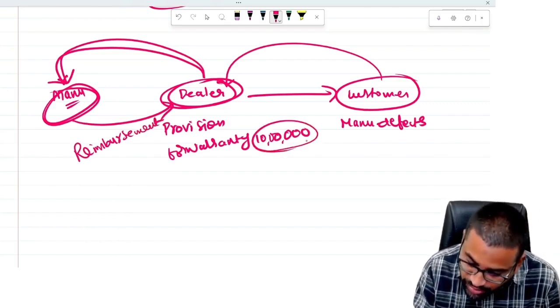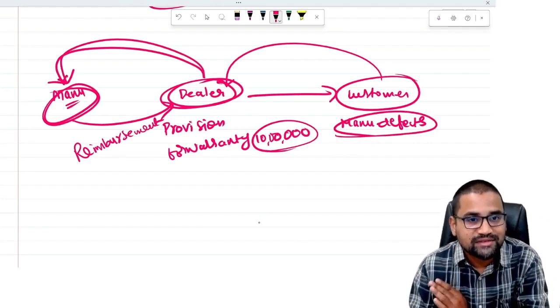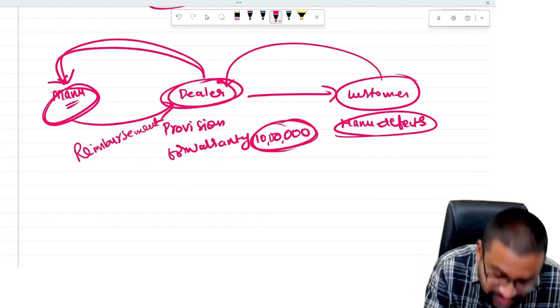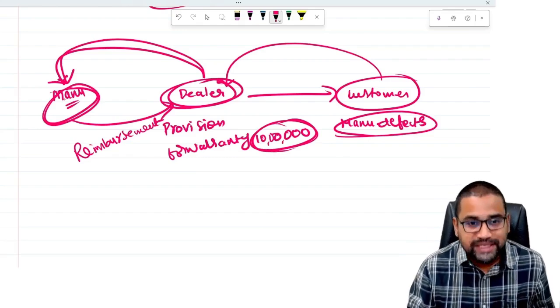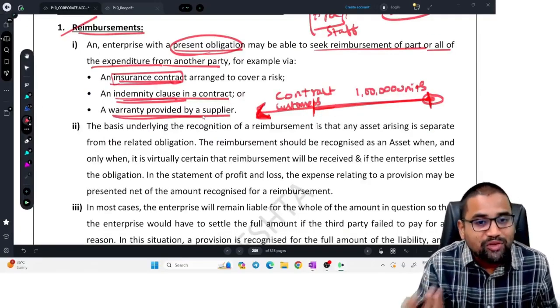So we have an obligation with our customers. We created a provision. Now relating to this provision, we make the claim from a third party: reimbursement. So like there is an insurance contract, indemnity clause, or there may be a warranty.